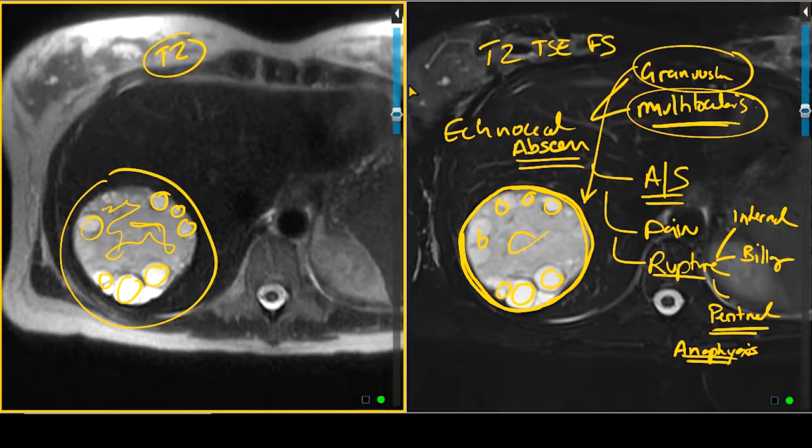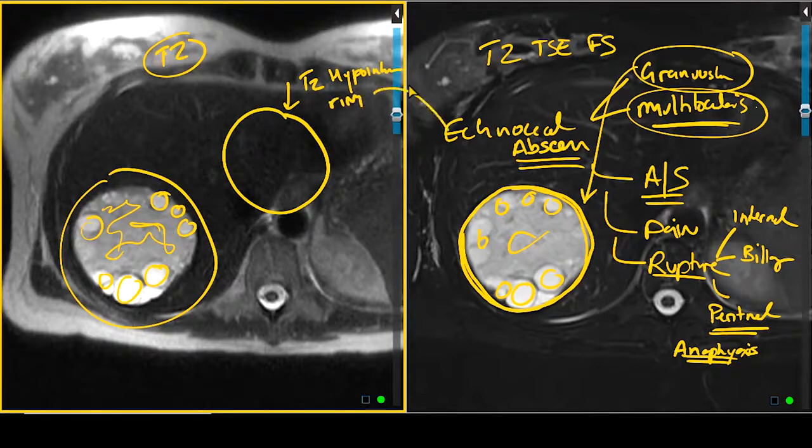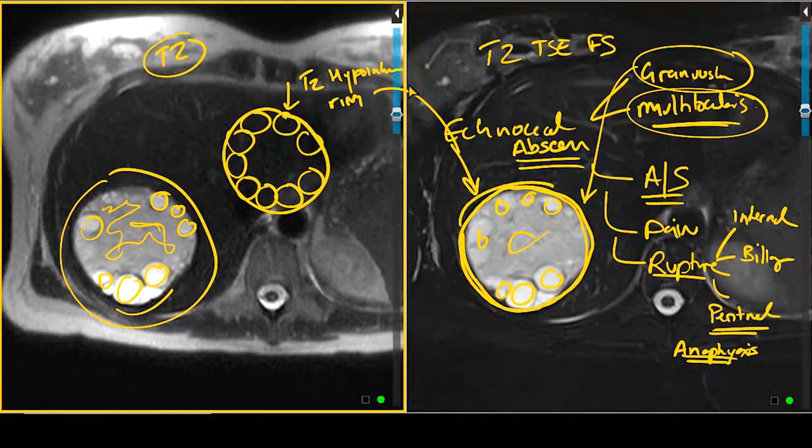The imaging appearance, as I said, is quite characteristic. You'll have a dominant cystic mass with a very discrete T2 hypointense rim, as can be seen on the fat saturated image. And at the periphery of this, you're going to see multiple what we call daughter cysts. And so that's what we're seeing along the periphery of this mass over here. And this finding is characteristic of an echinococcal abscess.